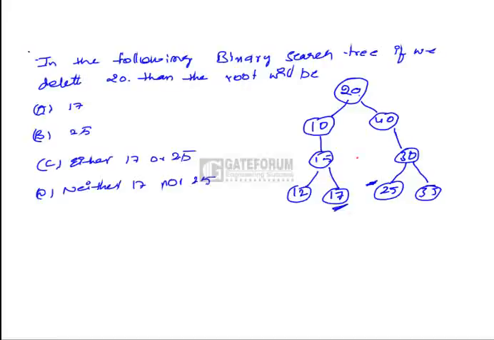So the root of the binary search tree can be either 25 or 17. It can be smallest in right subtree or largest in left subtree. So your correct option is option C.